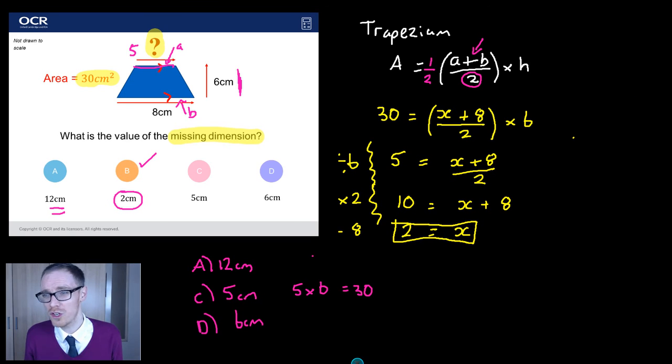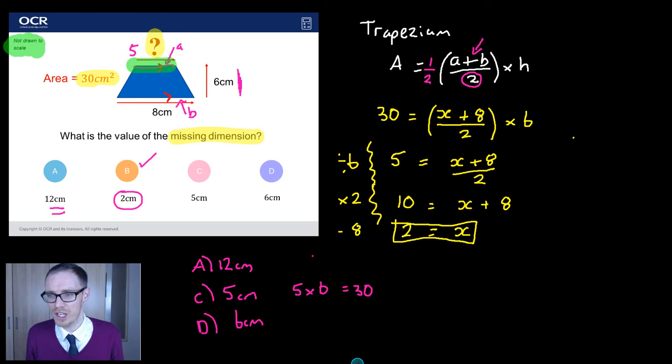But of course, you've got to be careful. Because what is the key thing in the question? Not drawn to scale. So, I mean, this thing looks nothing like 2 centimetres, but it's because it's not been drawn to scale. So I reckon people are going for 6 just because it looks a bit like it's going to be 6, but of course it's not really.